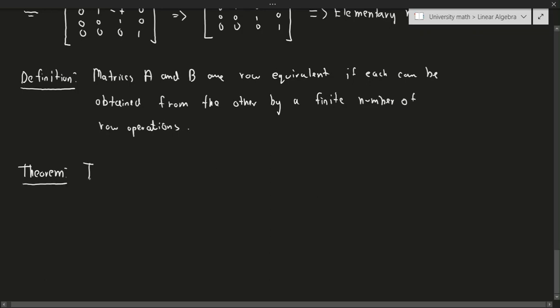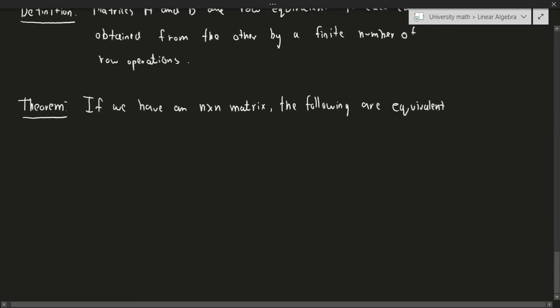So if we have an n by n matrix, the following are equivalent. Okay, so in mathematics, when I say the following are equivalent, it means that if one of them is true, every single one of the others is also true. So if one of these statements holds, every other statement is automatically true.